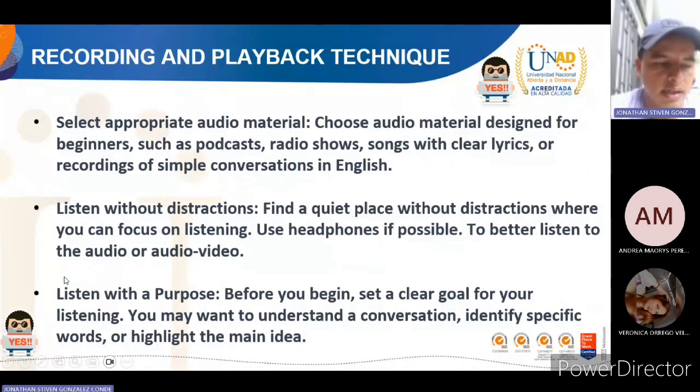Okay, so the next step is listen with a purpose. Before you begin, set a clear goal for your listening. You may want to understand a conversation, identify specific words, or highlight the main idea.